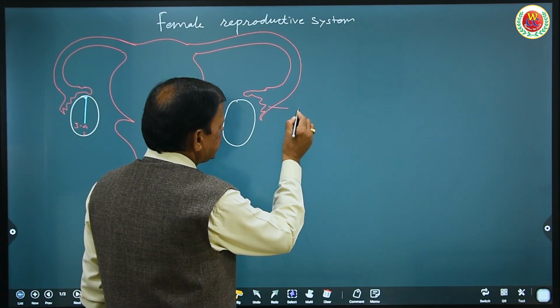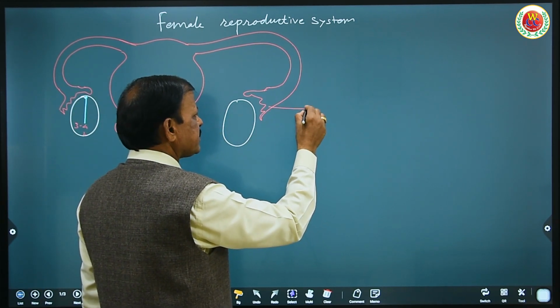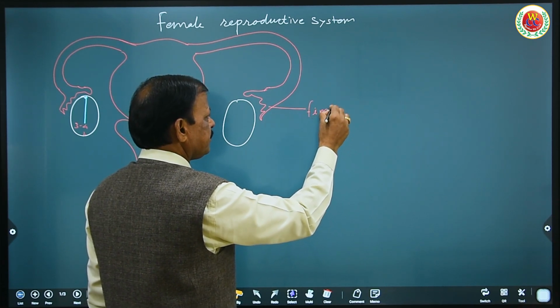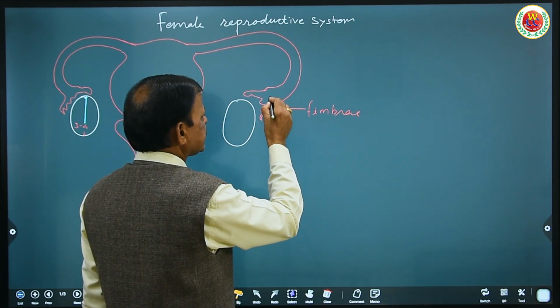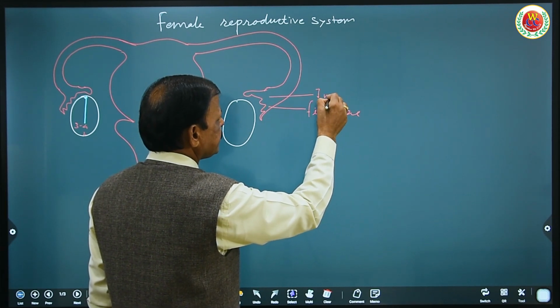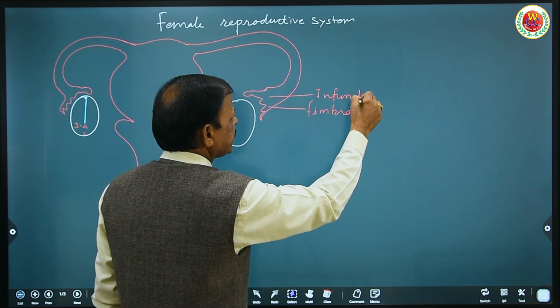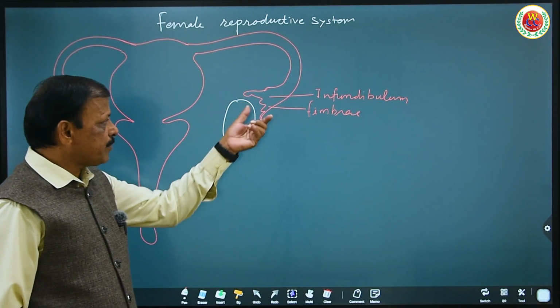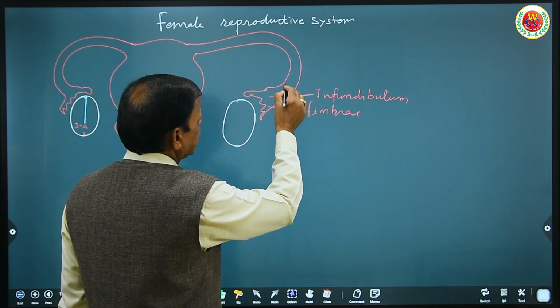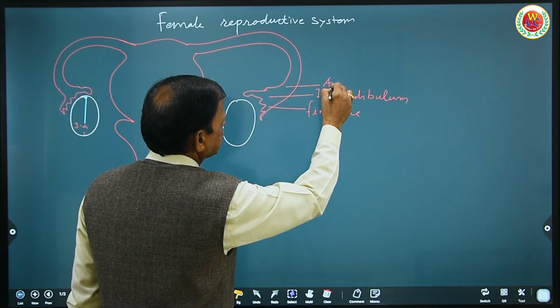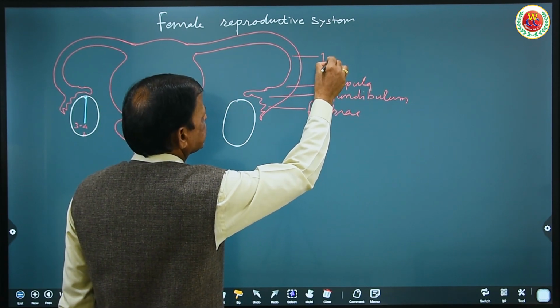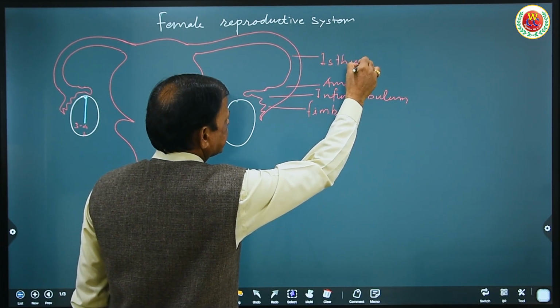This oviduct consists of finger-like projections called fimbriae. The structure behind the fimbriae is the infundibulum. These two structures help to collect the ovum into the oviduct. Here is the ampulla region of the oviduct, and here is the isthmus.